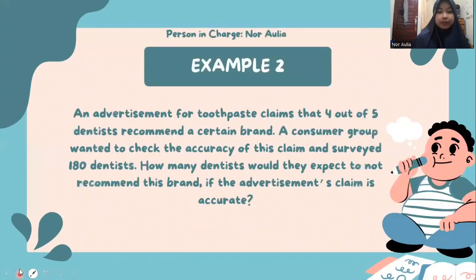Now the next example, example 2. The question: an advertisement for toothpaste claims that 4 out of 5 dentists recommend a certain brand. A consumer group wanted to check the accuracy of this claim and surveyed 180 dentists. How many dentists would they expect to not recommend this brand if the advertisement claim is accurate?